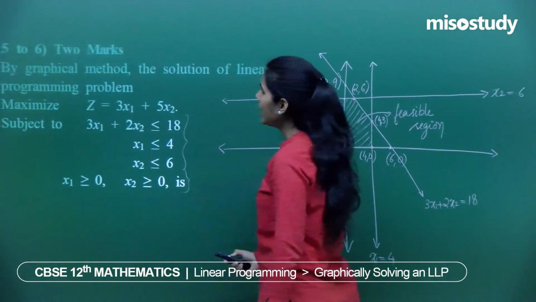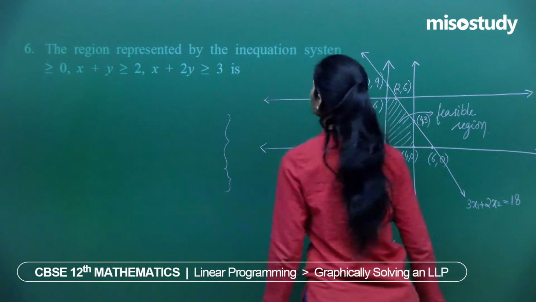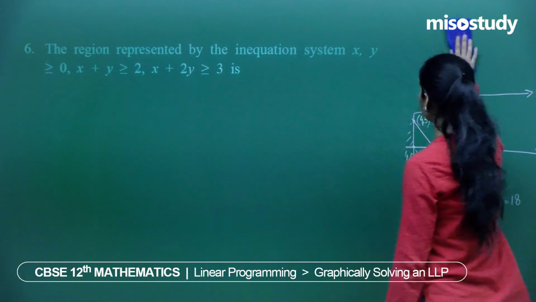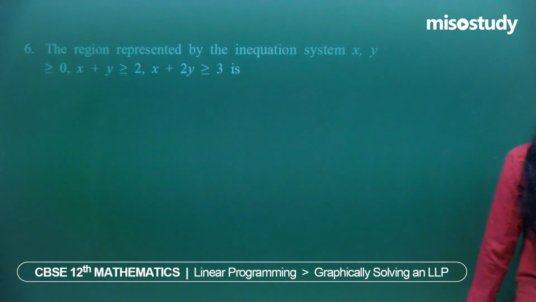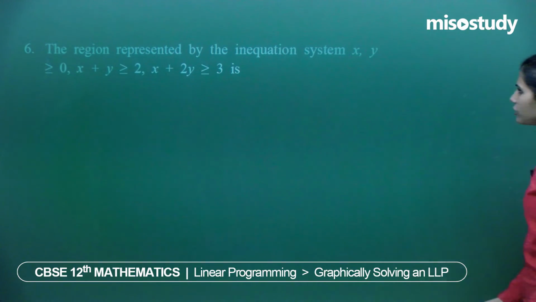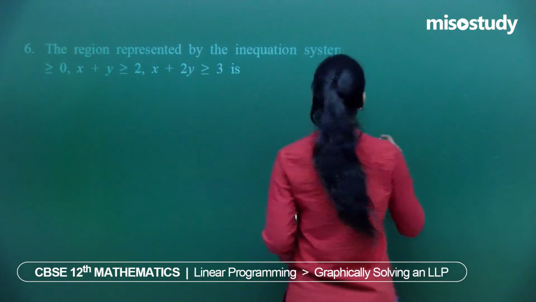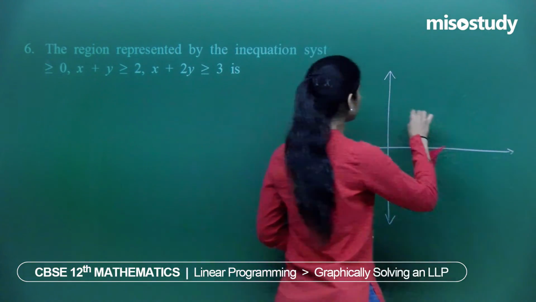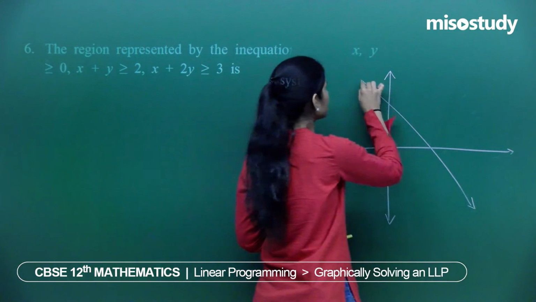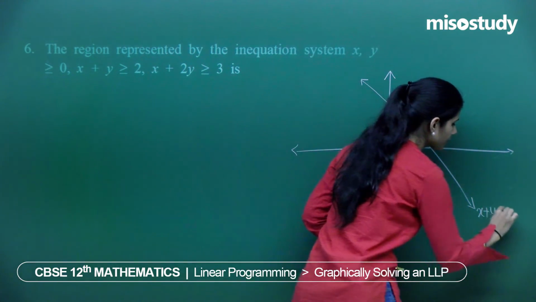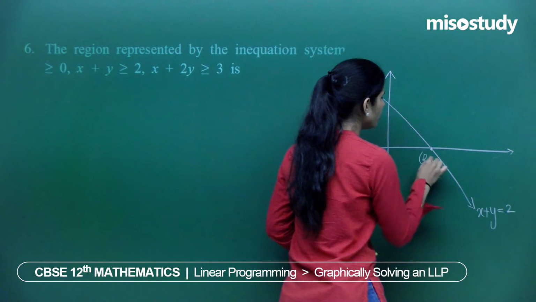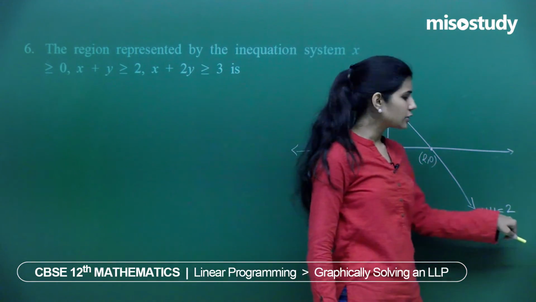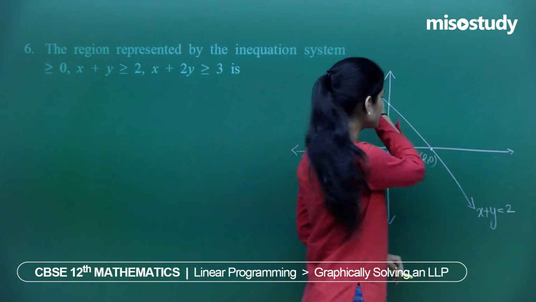Clear? Next I have the region represented by this inequation system. Let's see. x and y are given to be non-negative, that means the portion which is being represented by these inequations is the first quadrant. Then I have x plus y greater than or equal to 2. I have drawn this line of x plus y equal to 2. So this point would be obviously (2, 0) and this would be (0, 2). When you put x equals 0, you get y equals 2, y equals 0, you get x equals 2. This is x plus y equal to 2.